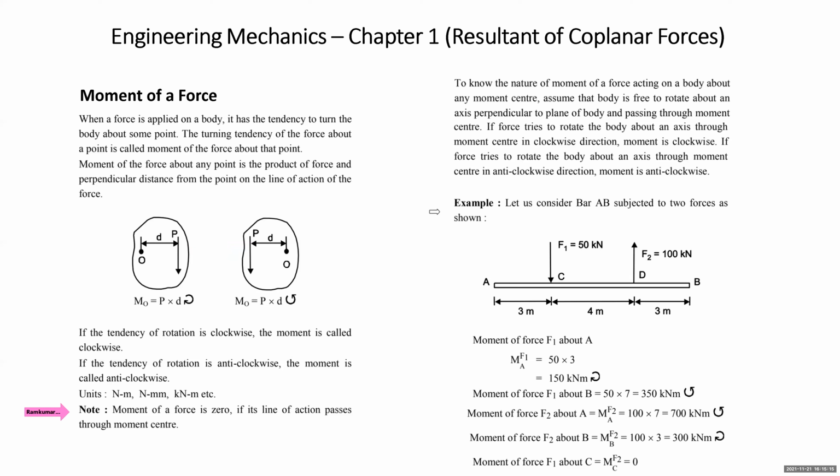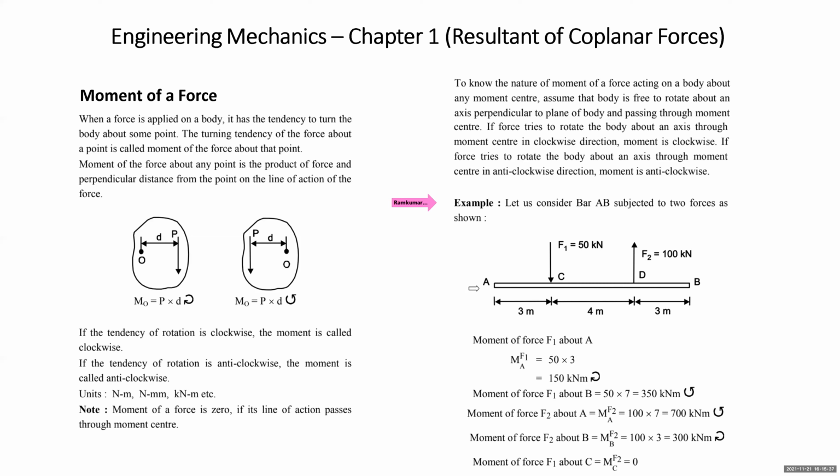Now, I have taken one example. This example will give you a fair idea of how to find the nature of the moment about different moment centers. Here I have taken a bar or a rod on which force F1, 50 kilonewton, is applied vertically down at C. F2, 100 kilonewton, is applied vertically upward at D.